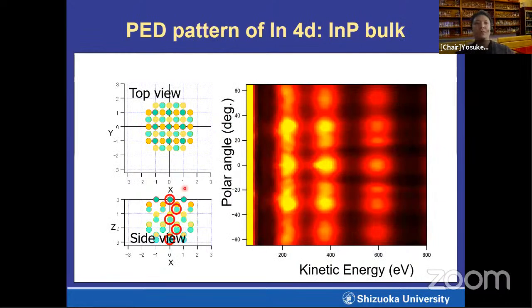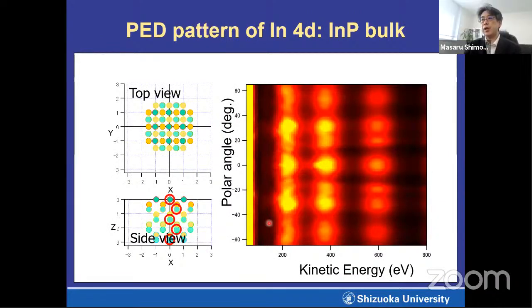And this is the simulated photoelectron diffraction pattern with the indium phosphide bulk structure. Then we can also observe the fine structure along the kinetic energy range. And also we observe the dots depending on the angle of the scatterers. So thus we can obtain the information of the local structure by using photoelectron diffraction.